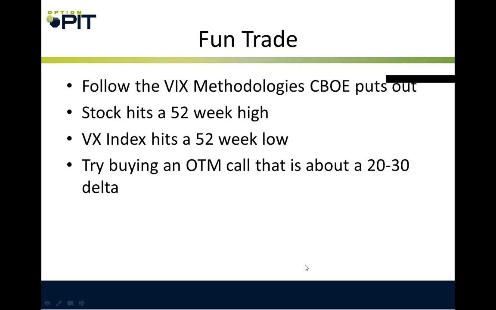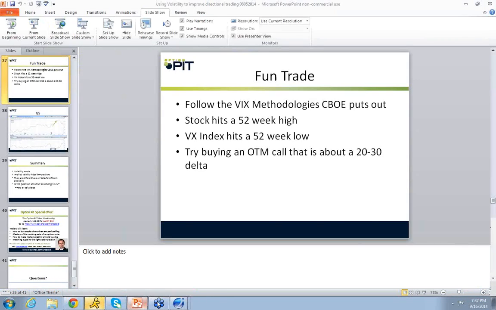You can go to CBOE and find them all. It's real easy. CBOE.com. Now, follow the VIX methodologies. When a stock hits a 52-week high or near a 52-week high, and that VIX index hits a 52-week low, try buying an out-of-the-money soft delta. You will probably be pleased. That is my favorite trade for directional trading. I'll show you one that I've done recently.